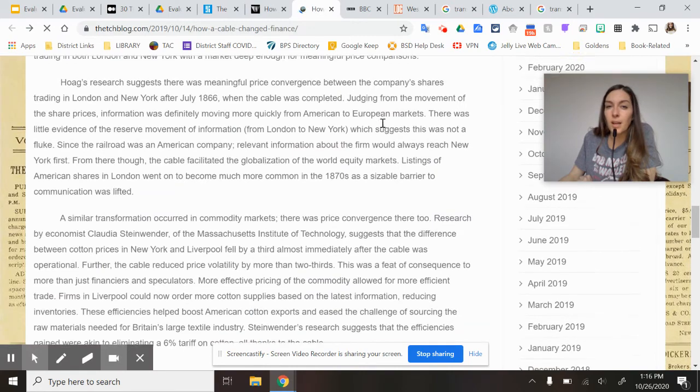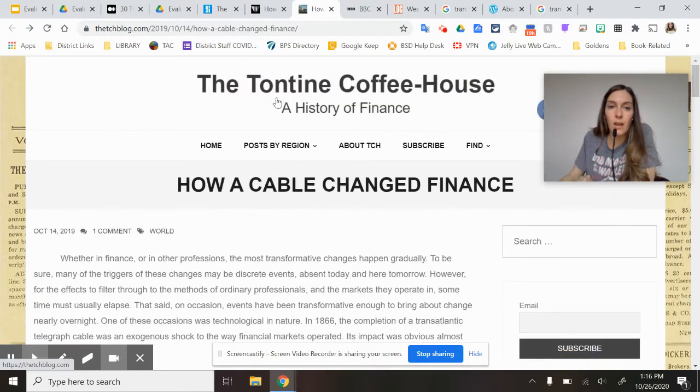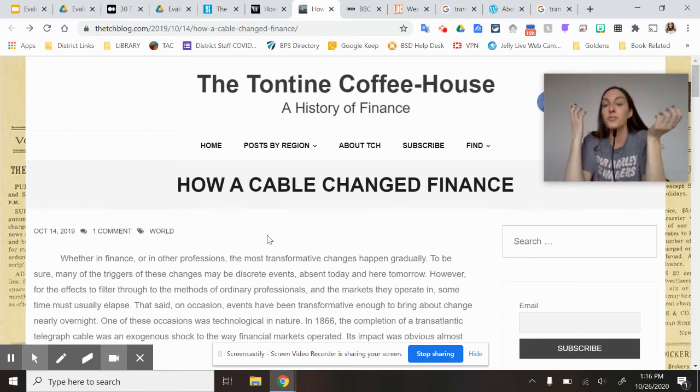So let's look at one that's kind of questionable. This was another one that I found that talked about how a cable changed finance. So for starters, if I'm looking at the transatlantic cable and how it maybe changed or influenced communication, this article about how it changed finance isn't really relevant to my topic. Even if they've got little bits of information in here that might be helpful, this isn't really relevant to my topic. So when we talk about relevance, this is it. This is not relevant.